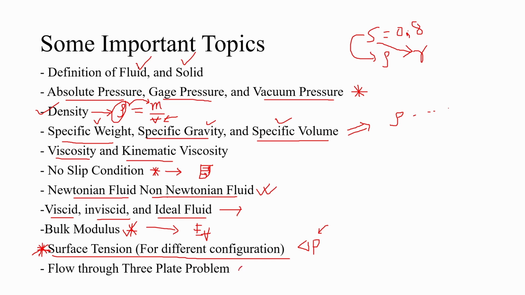Another very important topic is the flow through three plates, right? For example, we have three plates here. Here we have two different fluids, and each plate has a different velocity. Maybe this one is stagnant, that means the velocity is zero here. Maybe this one is stagnant. I'll not tell you which one came in the exam, but you'll find this kind of problem in the exam for sure.